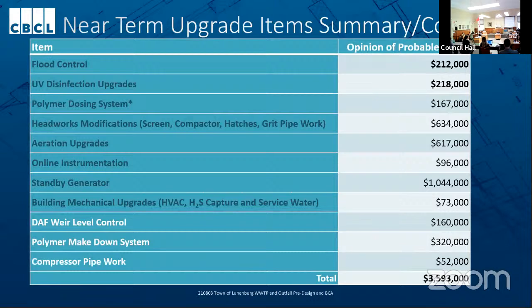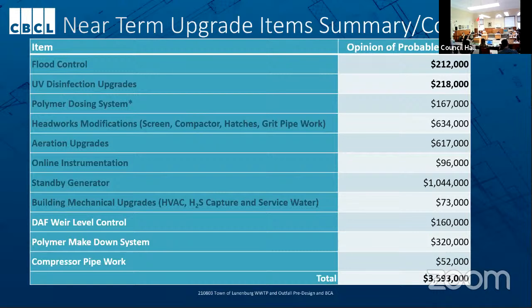Now we'll present the cost for the near-term item upgrades. The opinion of probable costs for each of these items includes design development contingency, because this is still at a fairly early stage of design. So that is for unknowns that are discovered during the design process or additional features that the town might want to include during the design process, as well as construction contingency for unknowns that are discovered during the construction process. And it also includes an allowance for engineering.